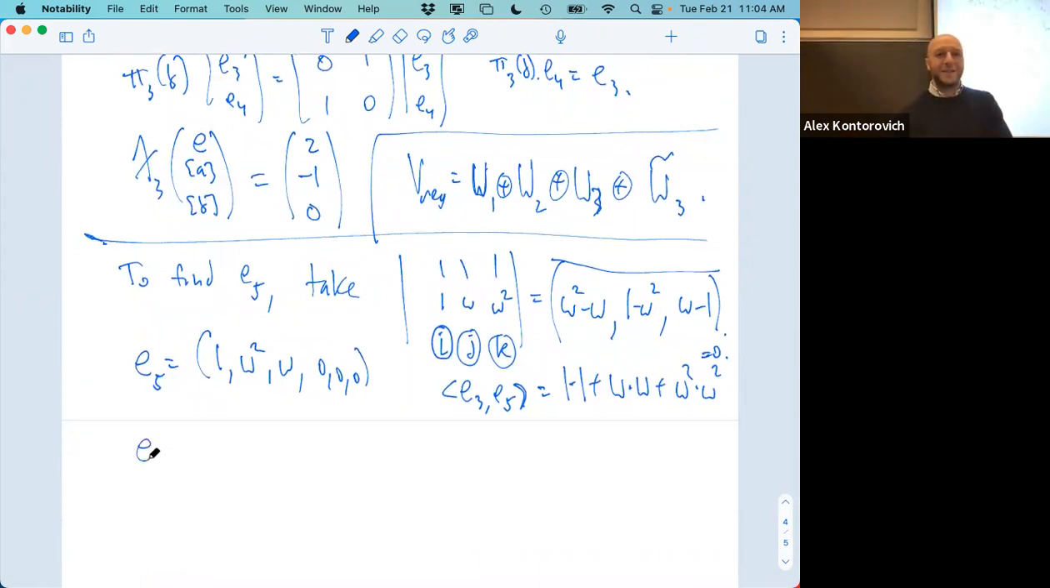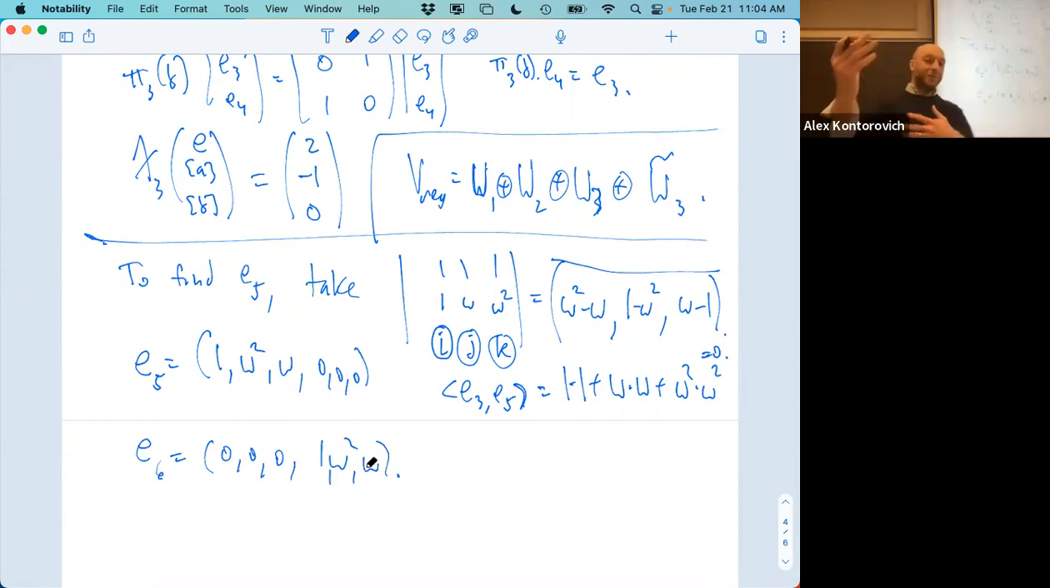Okay, and then E6 is clear. E6 is 0, 0, 0, 1 omega squared omega, which is orthogonal to the other E4, and it's orthogonal to E3 because they have no factors in common. It's orthogonal to E5. So we have now a very nice basis. So these two representations together make W3 tilde, which is isomorphic to W3 as a G representation, but it's just a different subspace, different vectors spanning the subspace of L2.